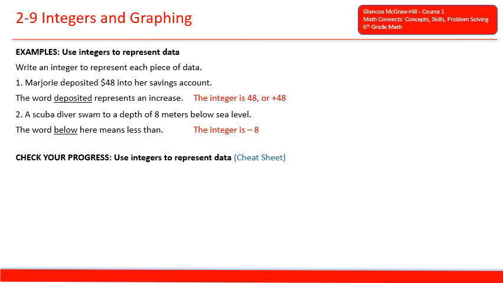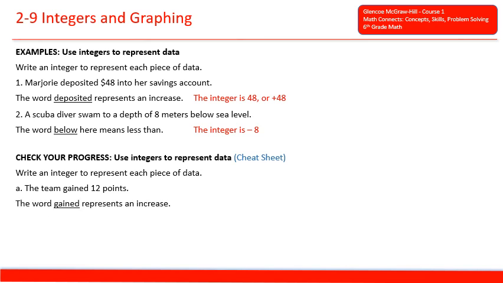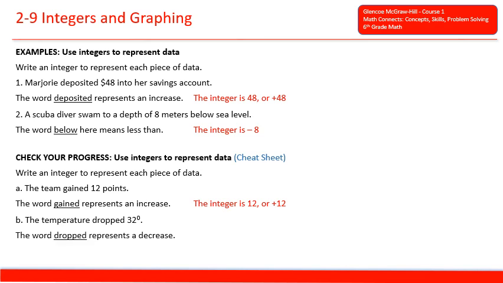Check your progress. Use integers to represent data. Write an integer to represent each piece of data. The team gained 12 points. The word gained represents an increase. The integer is 12 or plus 12. And the temperature dropped 32 degrees. The word dropped represents a decrease, so the integer is negative 32.